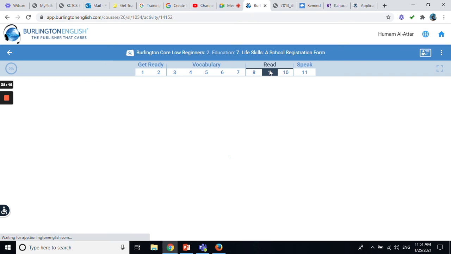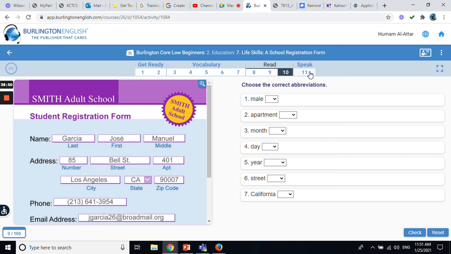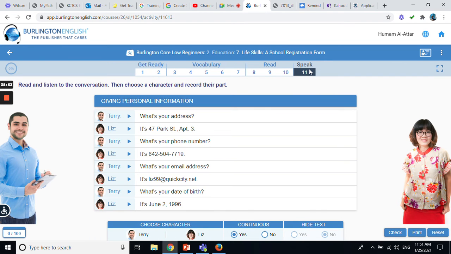That means you're practicing at home. In your student lessons, you can find all of these activities and you can also practice speaking. You can practice speaking by listening first to each line of the conversation between Terry, this is Terry, and Liz. So if you click on this little triangle, you will hear Terry saying, "What's your address?" Okay.